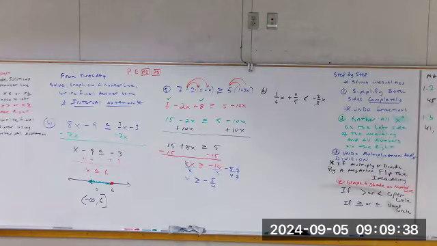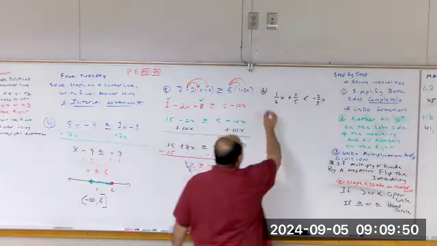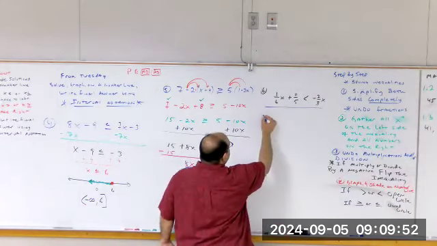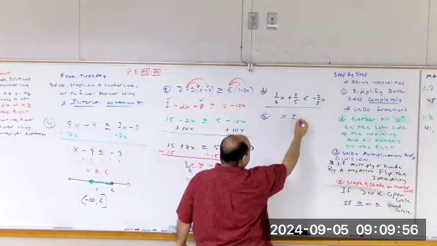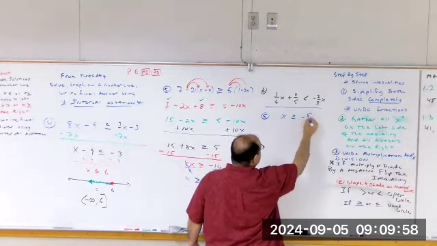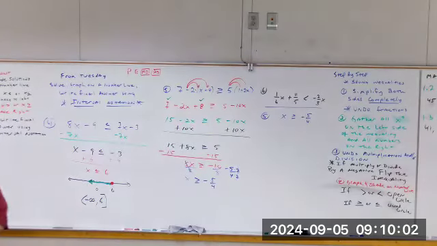Always simplify. And I'm going to bring 6 over here, so I'm going to go ahead and finish up number 5 right here. I have x greater than or equal to negative 5 over 4. That's the answer. That's the solve. We solve the inequality. X is greater than or equal to negative 5 over 4.